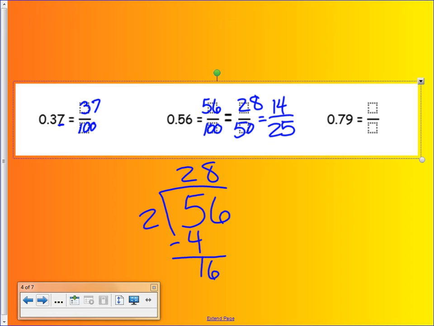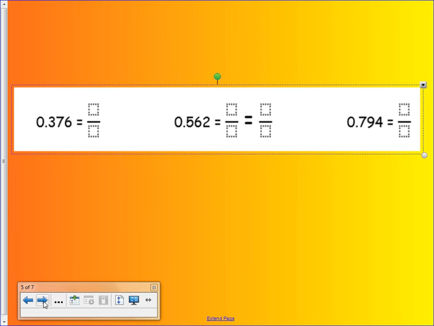The next one can be read as 79 hundredths. So again, we just write 79 over 100. Again, if you need to, pause the video here. The next one goes out to the thousandths place. So we're going to write it as 376 thousandths. This can be simplified, but we're not going to worry about that one right now.